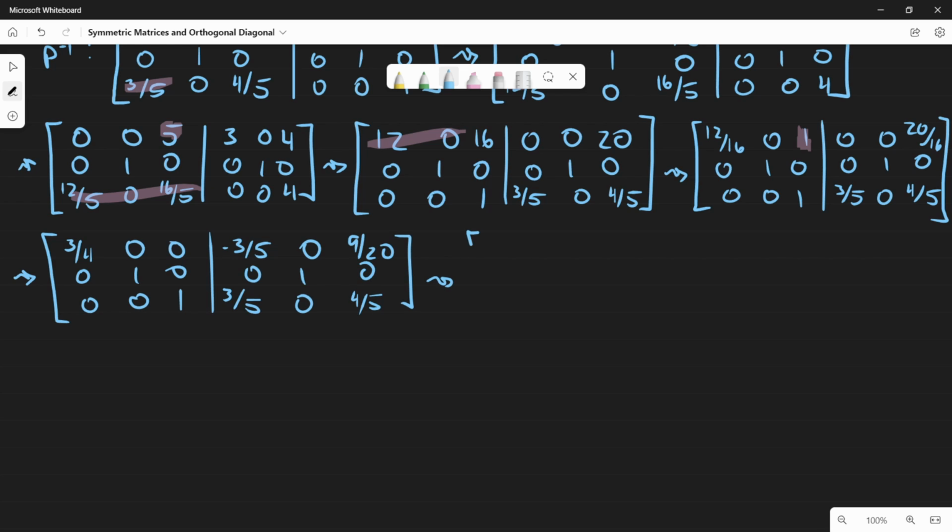And so cool, we're almost done. So all we have to do is multiply the first row by 4/3. And so what we end up getting is the identity matrix on the left side. And then on the right side, this will be 4/3. So the 3's will cancel out. So you have negative 4 fifths. And then 0, 3 fifths. Second row, unchanged. 4 fifths, 4 fifths. Should be 0.